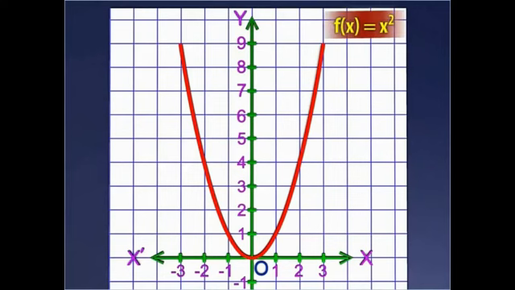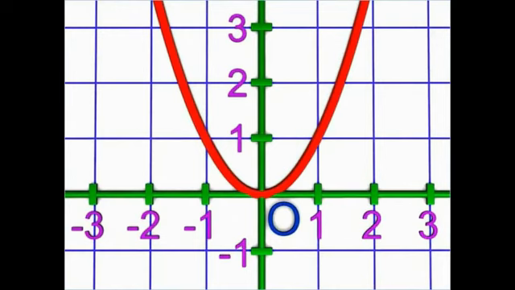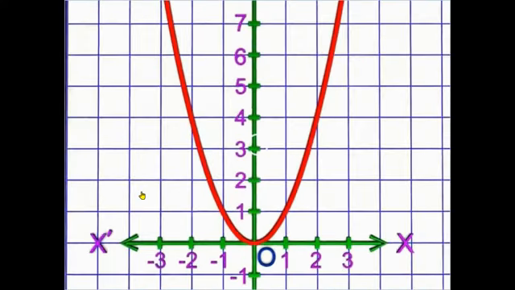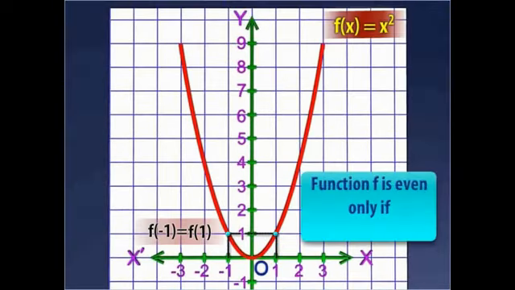Here is an interesting property about even functions. If you consider any value of x on the positive x-axis, say 1, then f of 1 is 1. Now if you take negative 1, then f of negative 1 is again 1. This helps us to conclude that function f is even only if the positive and negative versions of the input, say x, give the same output.